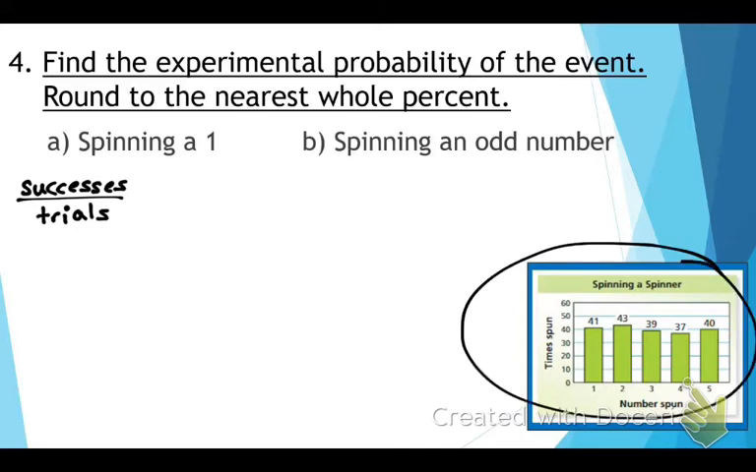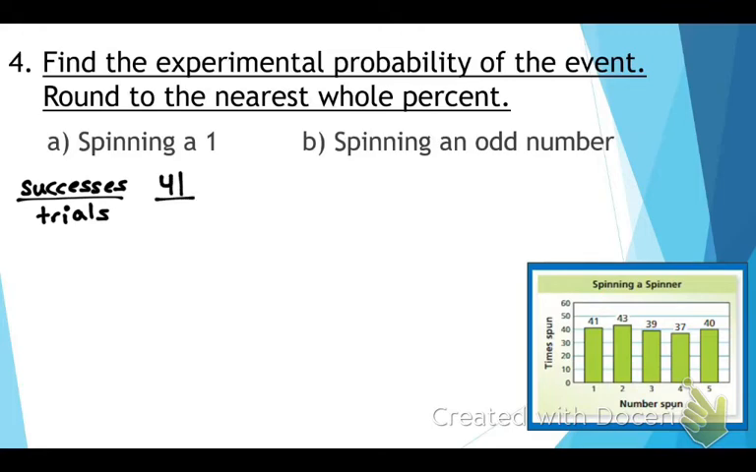Here's the spinner. They spun the numbers 1, 2, 3, 4, and 5. Guys, how many times did they spin a 1? 41 times. Caleb, how do I figure out how many total trials or how many times they tried and spun for a number? Very good. We have to add up all of those numbers that we see there because that's how many times they did the experiment. Class, how many times did they do this experiment? 200 times.